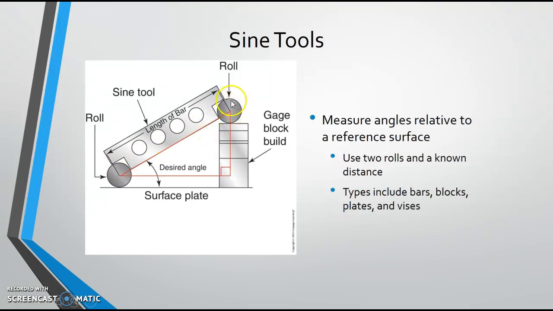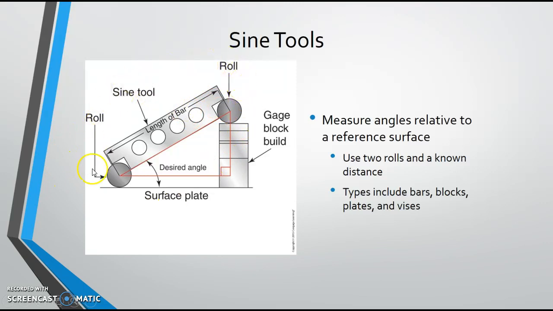And if you look, what we've got here is the sine bar, and this would be the desired angle that we're trying to create. And the way that we actually create or build up this angle is by building up gauge blocks to represent the opposite side of this little right triangle that's formed. Notice that the hypotenuse is the sine bar, and your gauge block buildup is going to be the opposite side of this angle. Hence the name sine plate, because sine of an angle is opposite divided by hypotenuse.